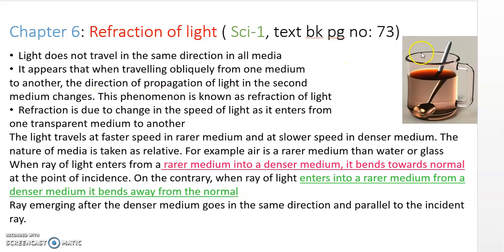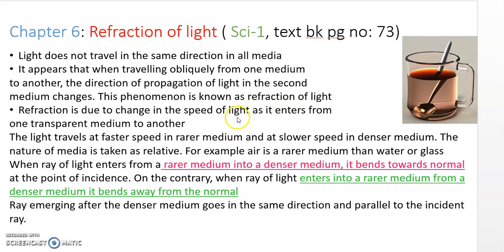You can see here the spoon, it is kept in a glass of water. Above the water is air, and then this is a liquid. Looking from outside, it seems that the spoon has been cut in the middle, or you can say it has been bent, but actually when you take the spoon out of the glass, it is not bent at all. So this means that light changes its direction when it travels from one medium to another. This phenomenon is known as refraction of light.